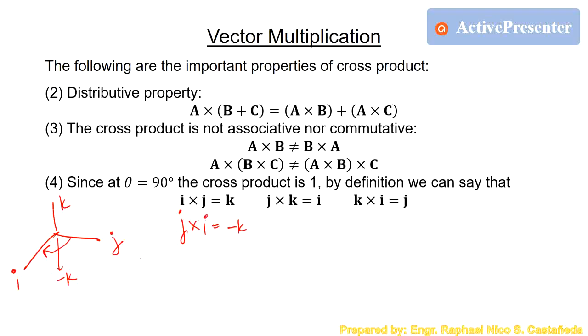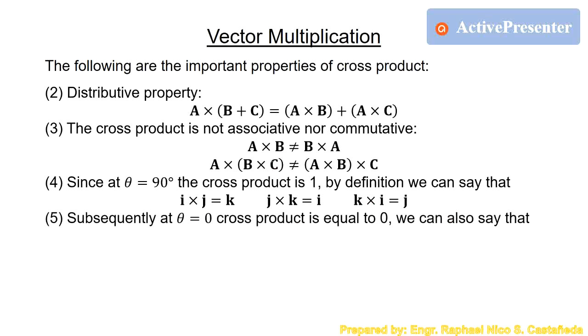I didn't write it here, but if we interchange k and j, you will get negative i. And if you want i and k, if we use this one, this is the dot, this is the arrowhead, you will get negative j. So i cross k is negative j. That's how you interpret the scenario if you use the coordinate axis.